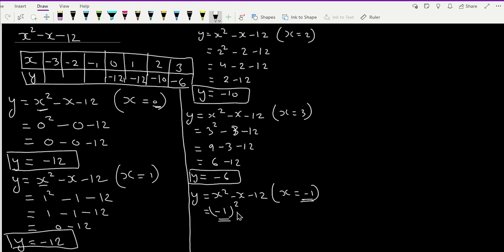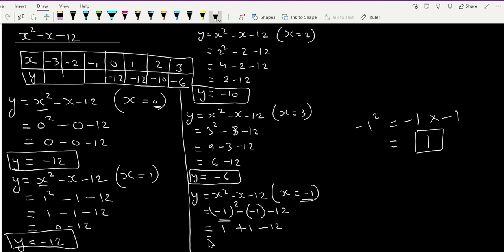So I'll write minus. So x how much? Minus 1. So I'll write it like this. So minus 1 square is nothing but minus 1 into minus 1. So 1 into 1, 1. Minus into minus, plus. So here I'll get 1. So now minus into minus, plus. Plus 1 minus 12. So I'll get 2 minus 12. So I'll get y is equal to minus 10.